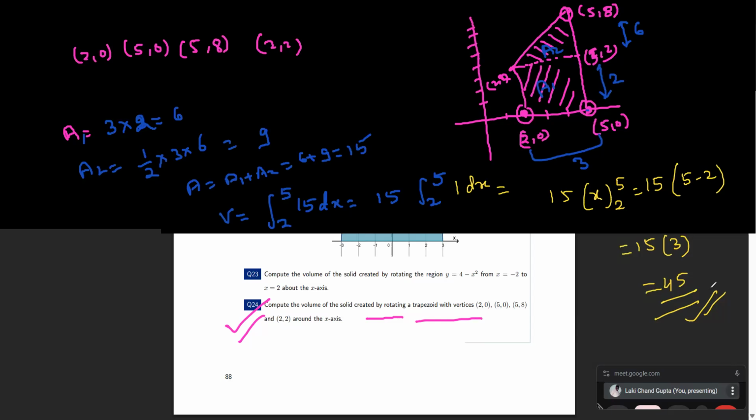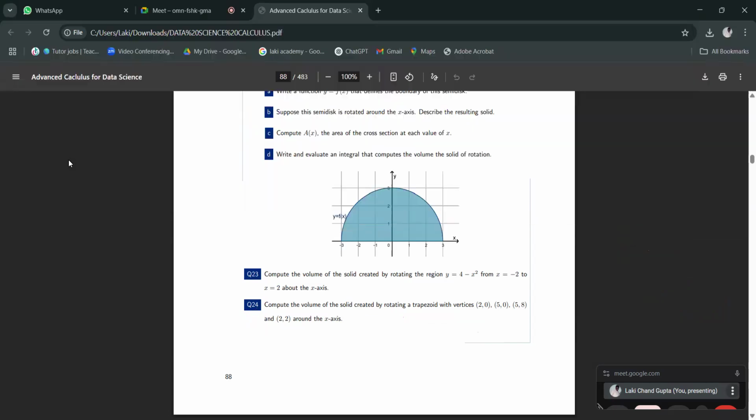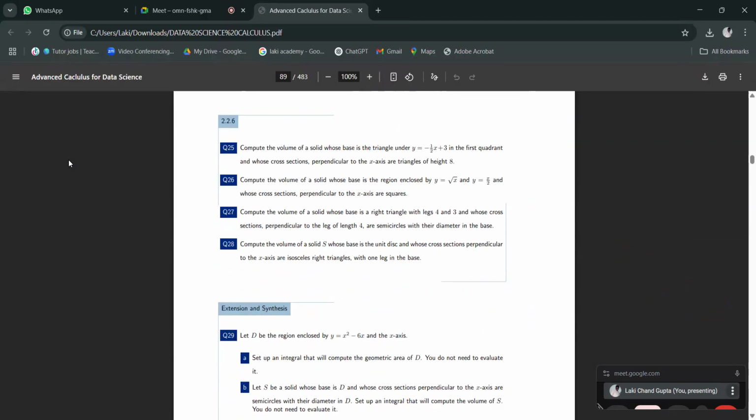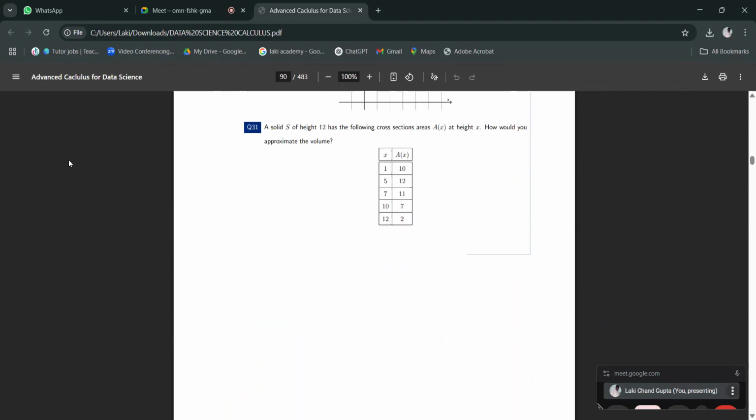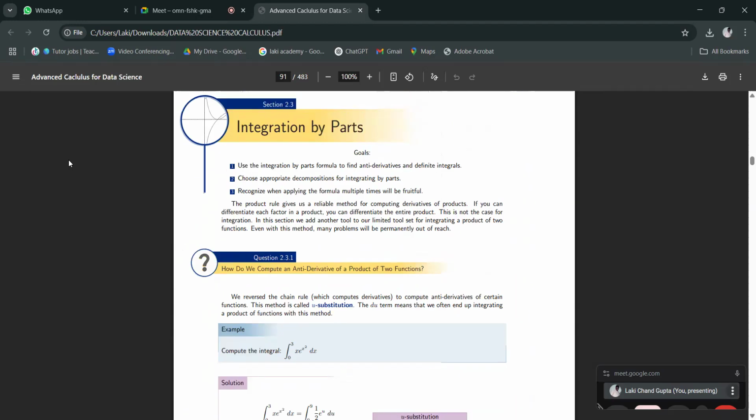So today, are we over time now? No, we're on time, right? Okay. So you practice all these questions. Next time we will discuss. So many questions are there. Try at least 2 or 3 questions. Next time we will discuss integration by parts. This is a very important topic for integration.